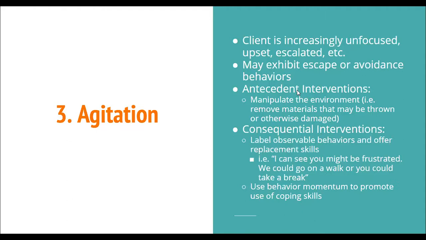Then, as far as some of our consequential interventions, we want to help label observable behaviors and offer replacement skills. So we might say things like, I can see you might be frustrated. We could go on a walk or you could take a break. We're still giving them some choices so they feel in control of what's going on. We also don't want to just tell them, okay, you're mad, let's do this. We want to say, I see that your forehead's all scrunched up. How are you feeling? Or, I can hear your voice getting louder.